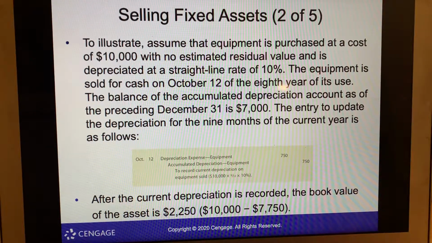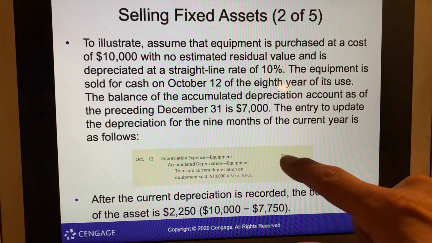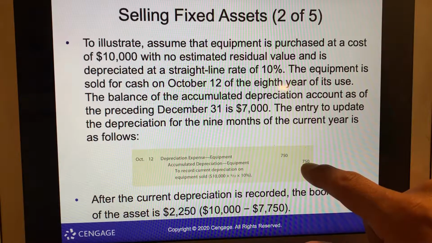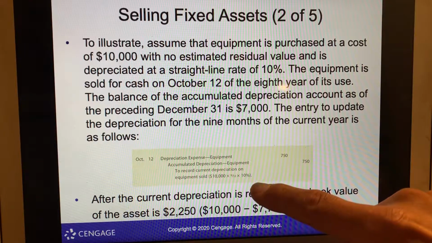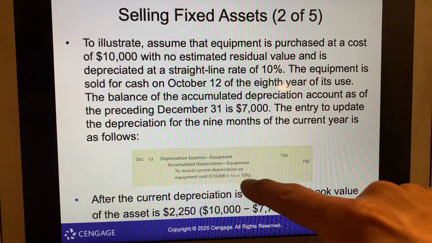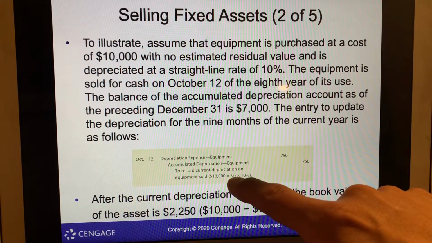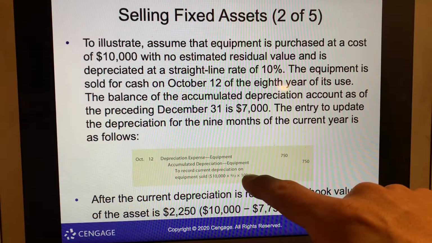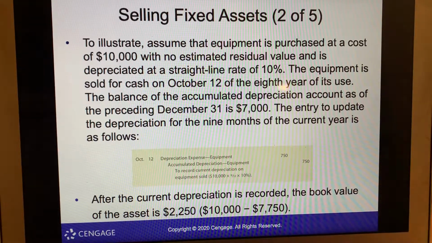Depreciation expense equipment, $750. Accumulated depreciation, $750. Now, to record current depreciation, it's going to be $10,000 times 9/12, so 9 months out of the 12 months was used, and then 10%. Okay, so that's how we got that $750.